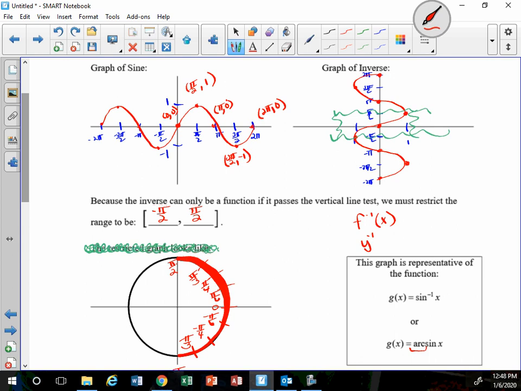Wait, can I use the window between π/2 and -π/2? Yep. We can only use values within there. So we only graph those values? So the graph, we only care about the part in between -π/2 and π/2, the right side of the circle. Do we only write the function for that part of the graph? Yes, because it's not a function if you go beyond that.